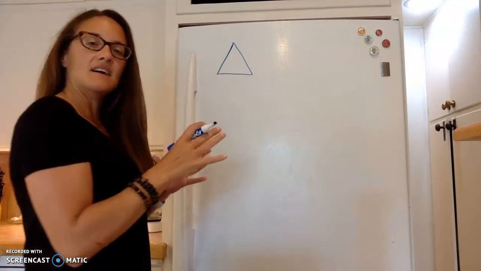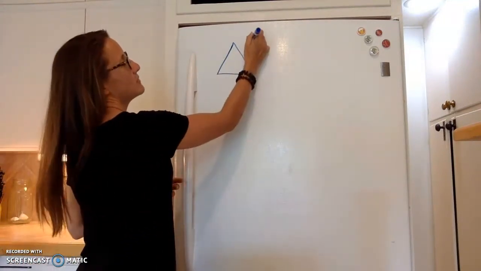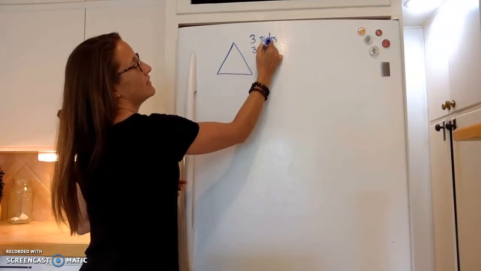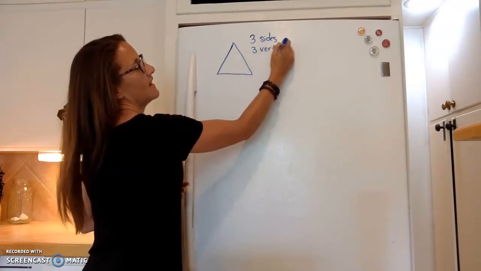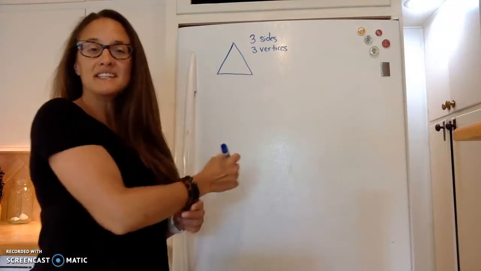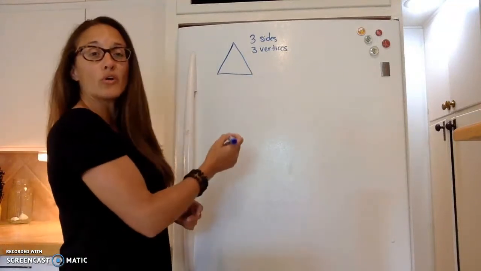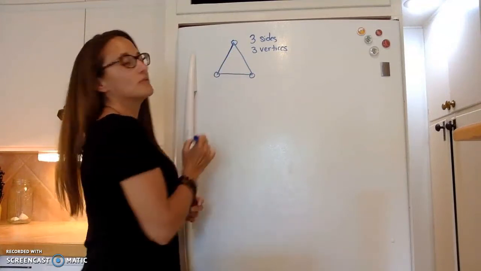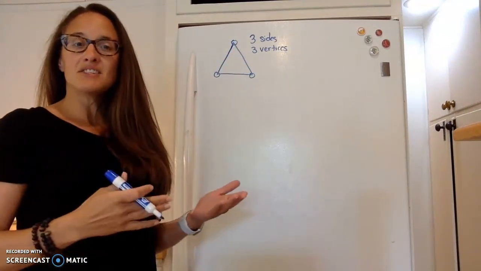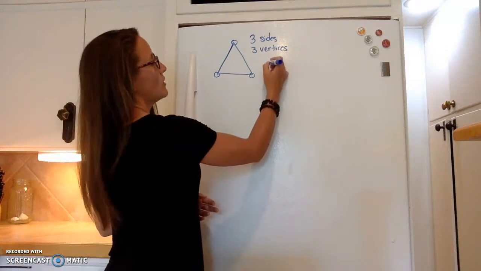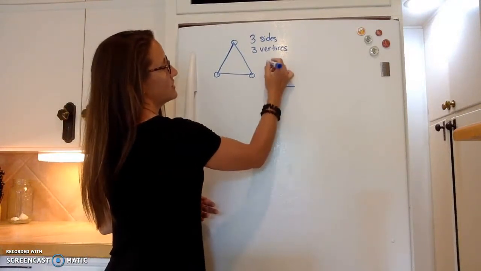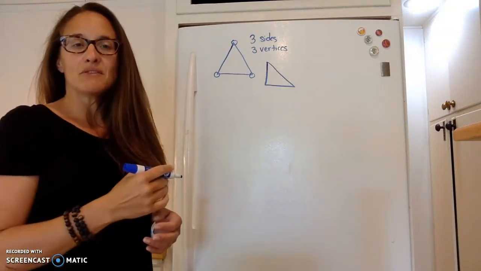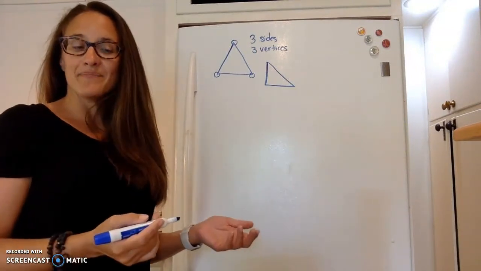The whole idea on triangles is that they have three sides and three vertices. A vertice is a fancy mathematician word for corner. So here's 1, 2, 3. You might also see a triangle in another fashion where maybe it's a 90-degree angle, but it still has three sides and three vertices, so it's a triangle.